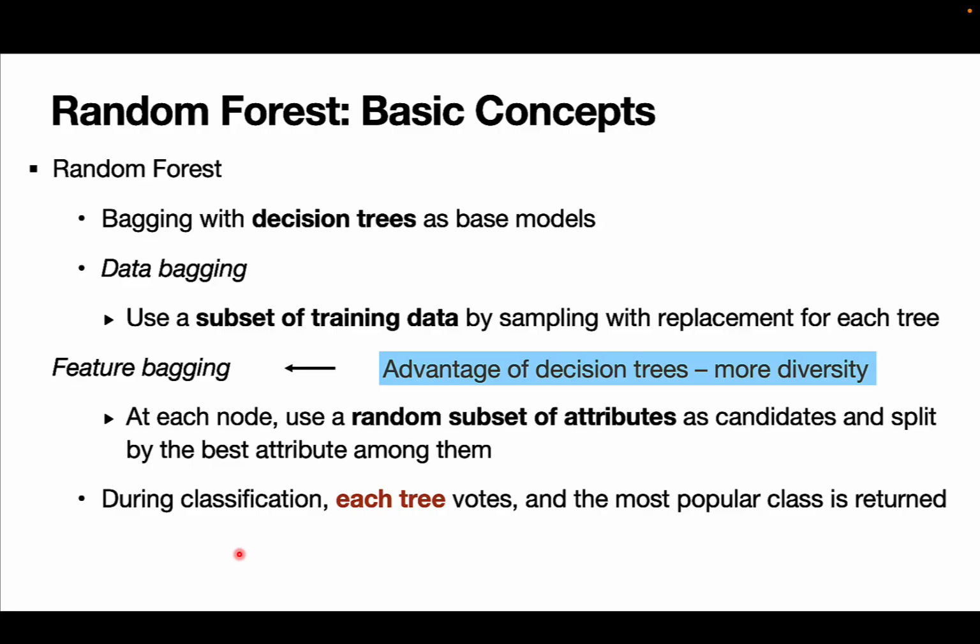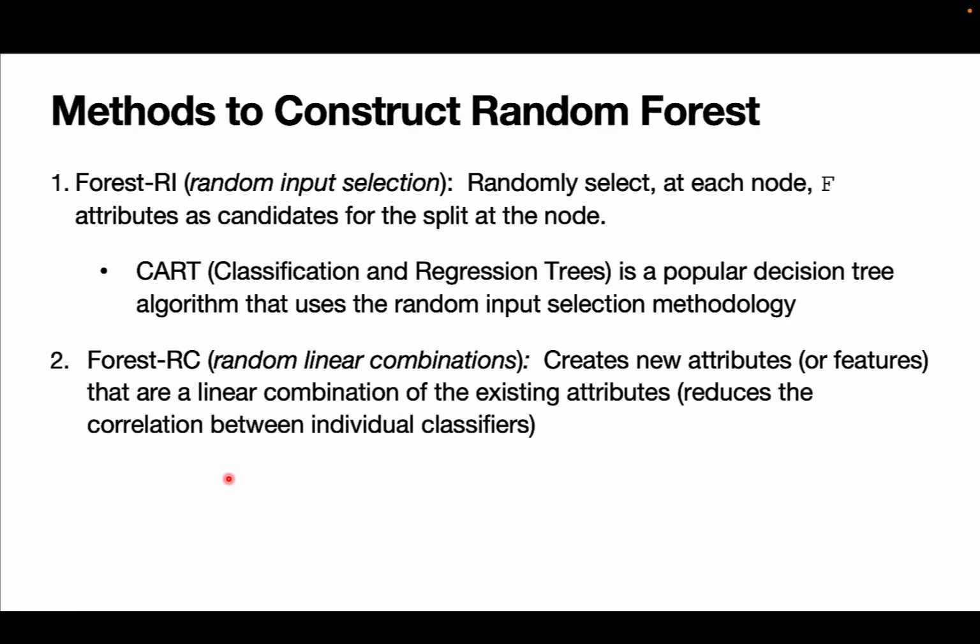Overall, this results in diverse trees. Each is bootstrapped with different data, but built with different features. There are two main variations of random forest. In this class, we focus on Forest-RI, which stands for random input selection, where we randomly select features to build the tree and determine the splits.